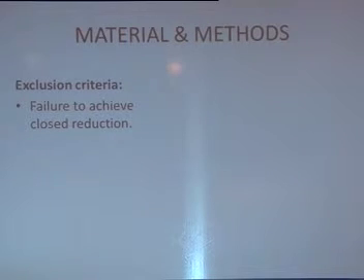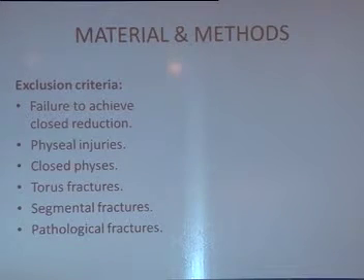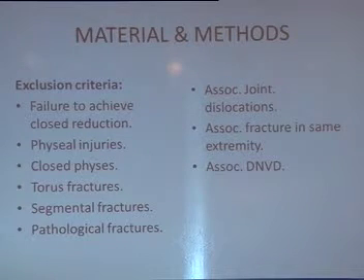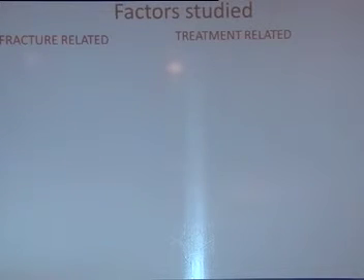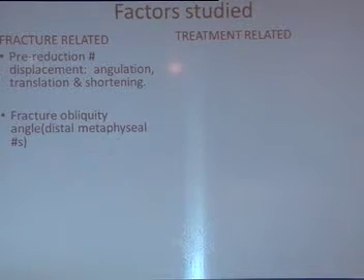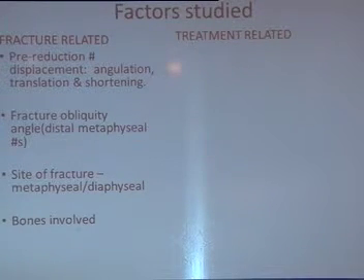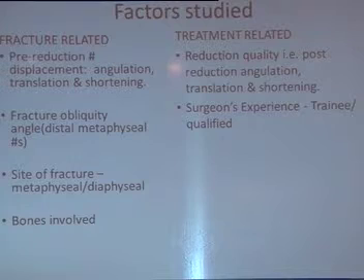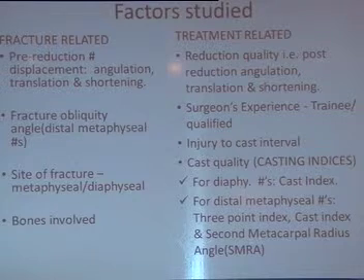Patients who failed to achieve primary closed reduction, physeal injuries, closed physis, torus fractures, segmental fractures or pathological fractures were excluded. Associated distal neurovascular deficit, joint dislocation, and associated fracture in the same extremity were excluded, along with non-willing or non-compliant parents. The factors studied were fracture related or treatment related. Pre-reduction fracture displacement, fracture obliquity angle for distal fractures, site of fracture, and the bone involved were the fracture-related factors, while treatment-related factors included the quality of reduction, the surgeon's experience, whether a trainee or a qualified orthopedic surgeon, injury to cast interval, and the casting indices, which I have discussed previously.